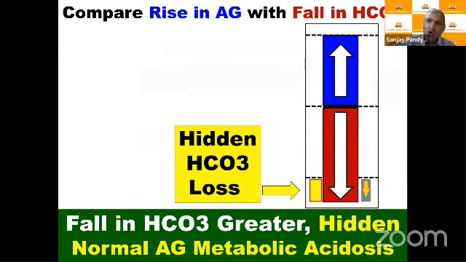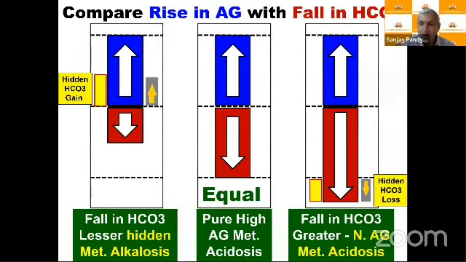And if the fall in bicarbonate is greater, that means there is an additional disorder which leads to bicarbonate loss, and that is normal anion gap metabolic acidosis. So this is the concluding slide.